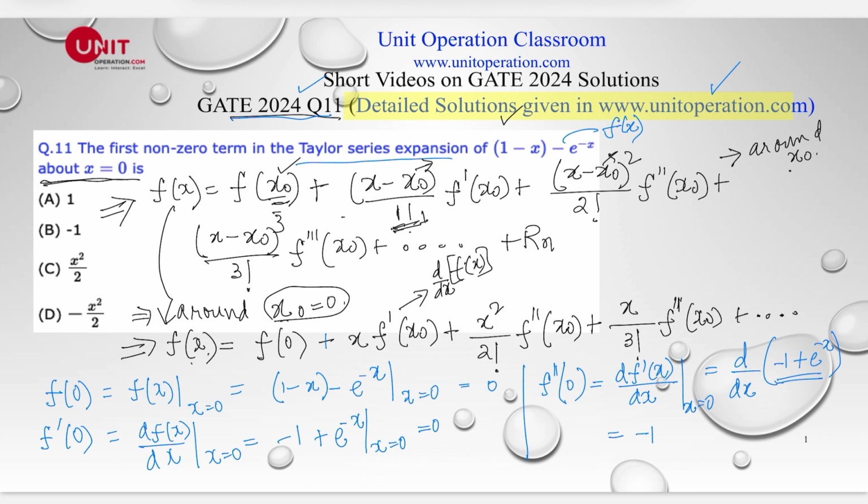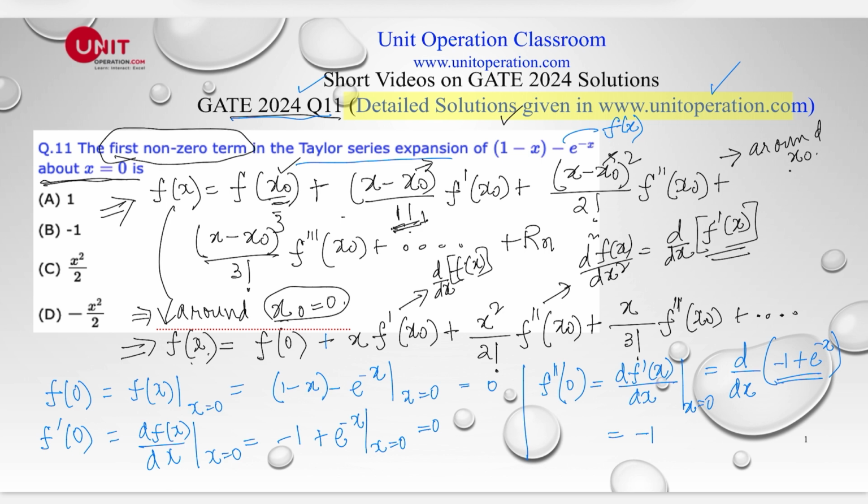And this is the second derivative, which we can write as d²f/dx². That of course is equal to d/dx of f'(x), the derivative of the first derivative. Okay. And so on and so forth. So we have to find out the first non-zero term. So we have to check each term one by one.